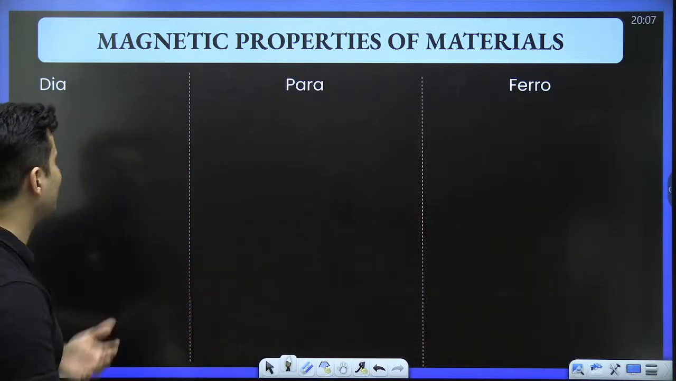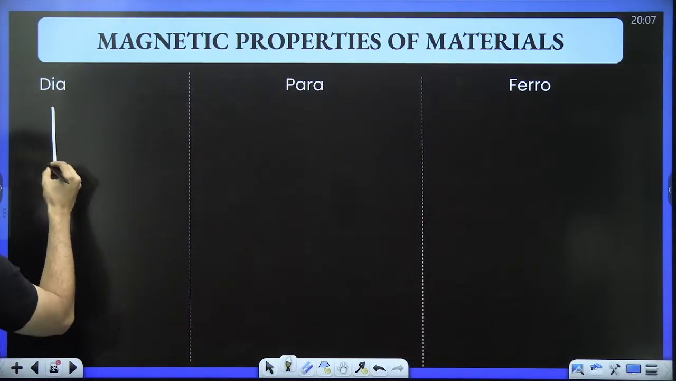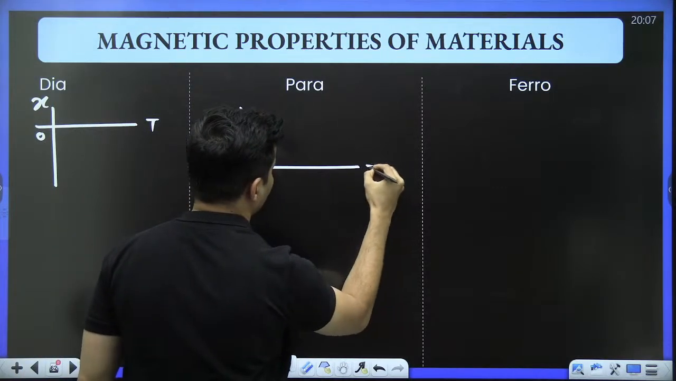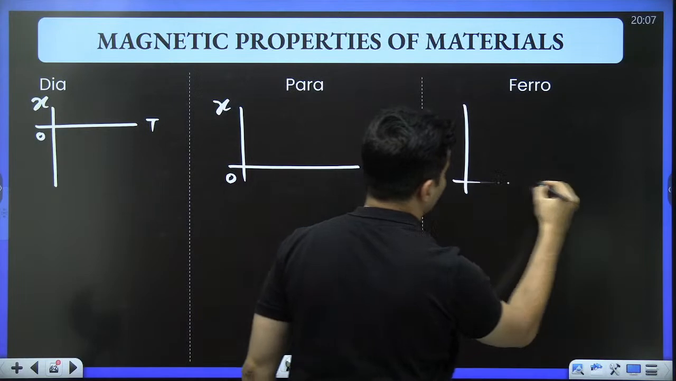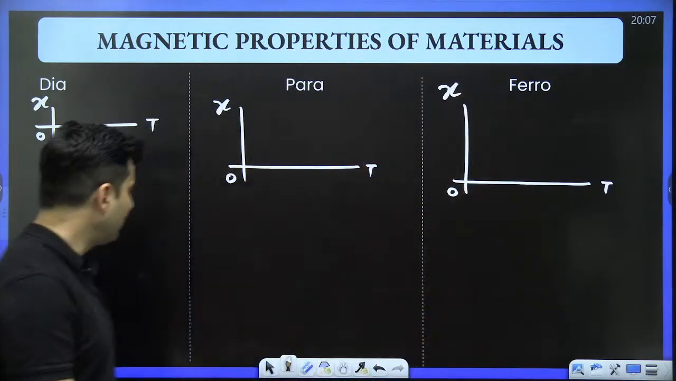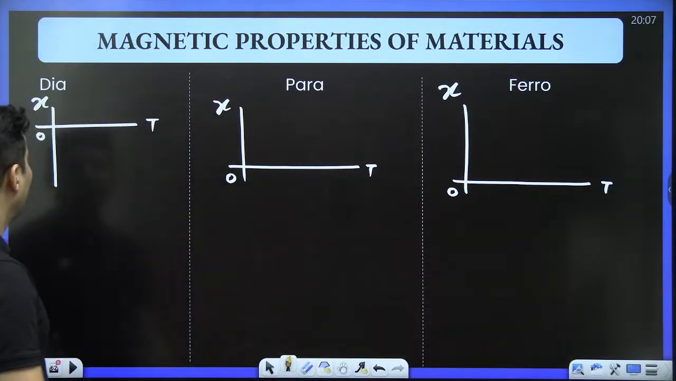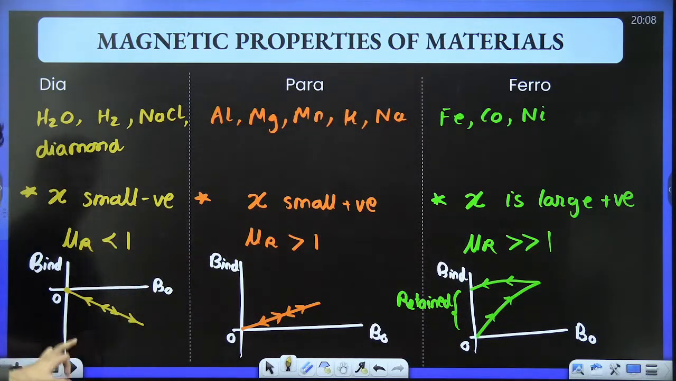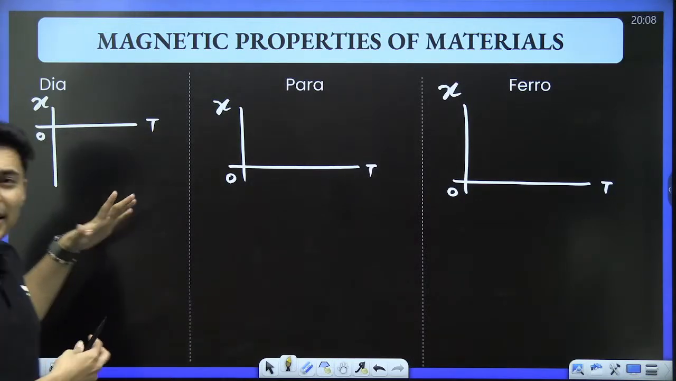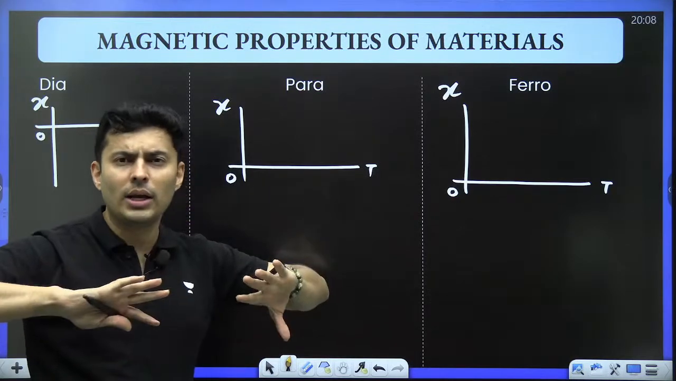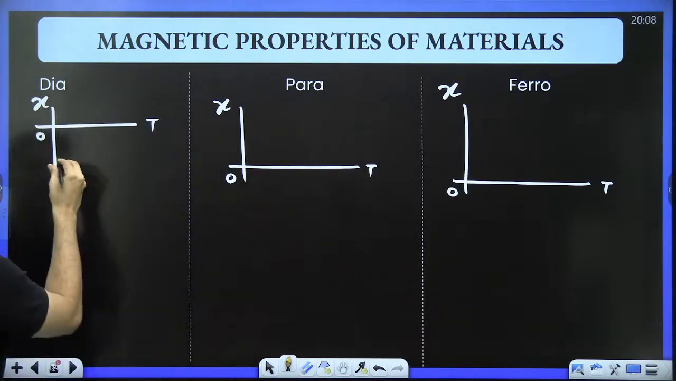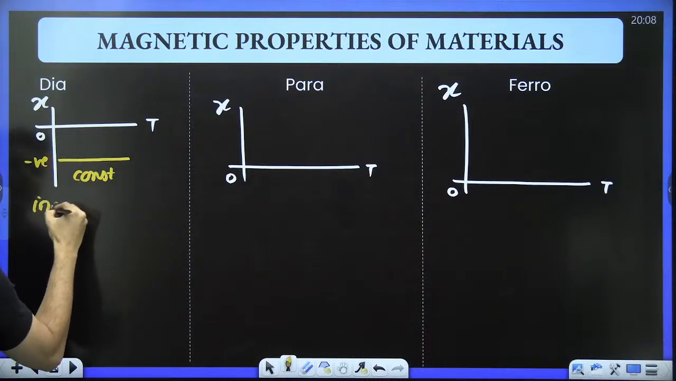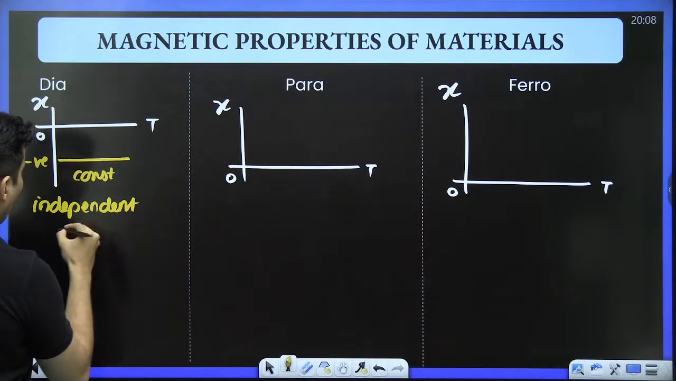Next is the graph of susceptibility with temperature. How does susceptibility change with temperature? We know that for diamagnetic materials, this chi is a small negative number, so it will be below the temperature axis, and it is found that it is independent of the temperature. Even if you heat it or cool it, the diamagnetic nature won't change. So you will see it's a constant graph, a negative value, independent of temperature.